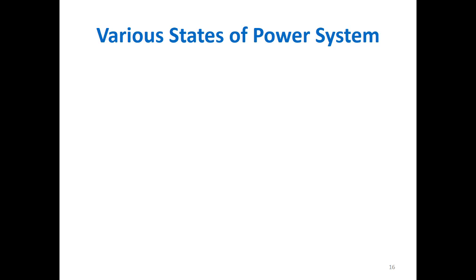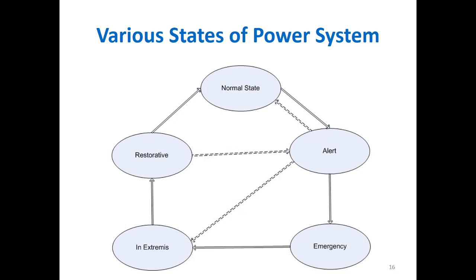So let us see the various states of the power system. There are 5 states in the literature. We call it the 5-state model. The 5 states are: normal state, alert state, emergency state, in extremis state, and restorative state.